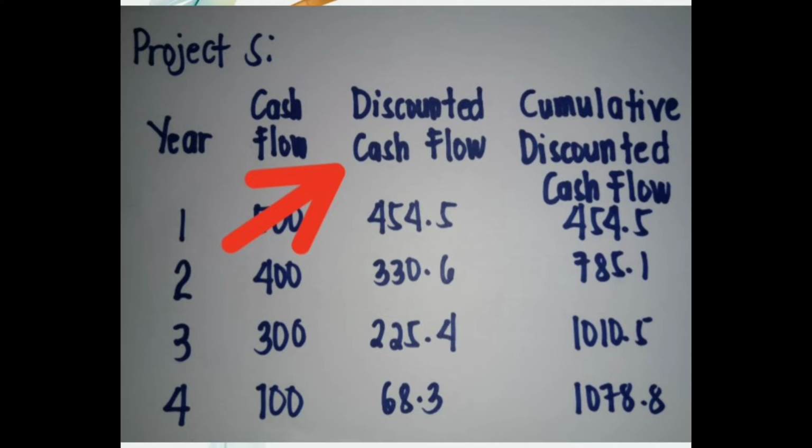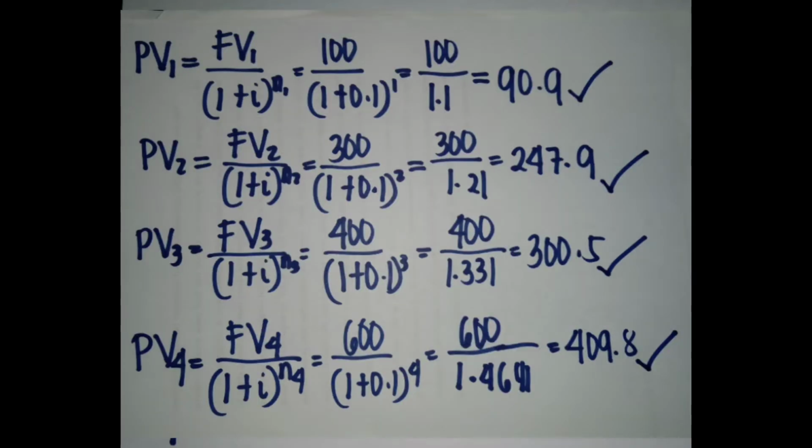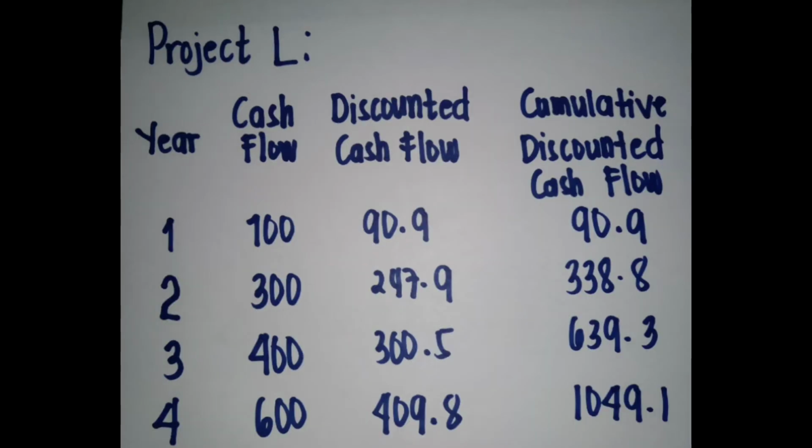The cumulative discounted cash flow in year 1 is still 454.5 because we get it by adding the previous terms. In year 2 it became 785.1 because we added the discounted cash flows of 454.5 and 330.6. And this is for Project L, showing how the discounted cash flow and the cumulative discounted cash flow were obtained. It is the same process.